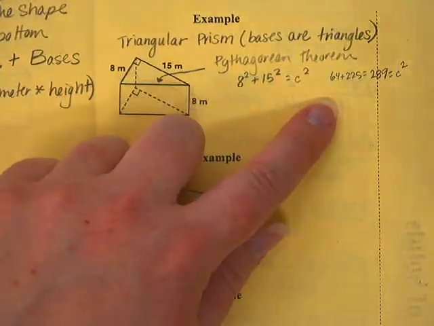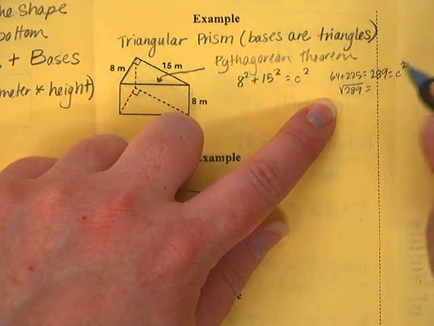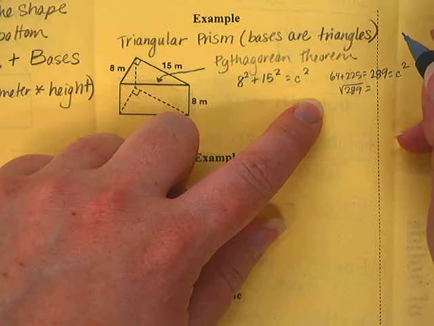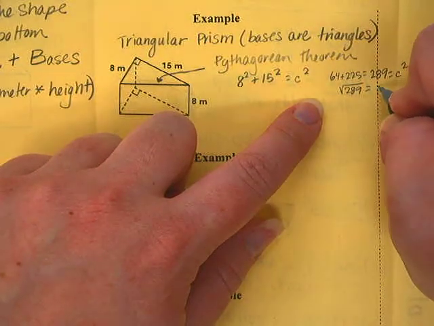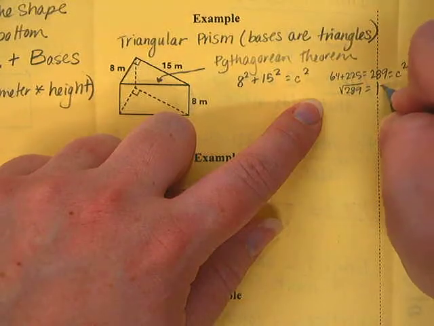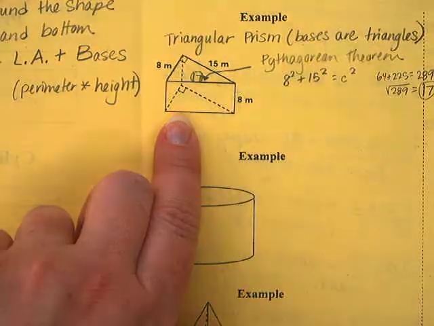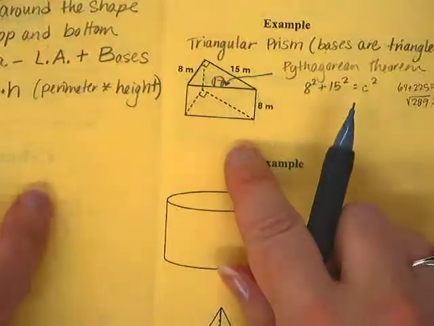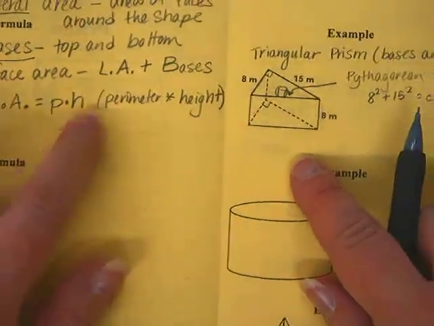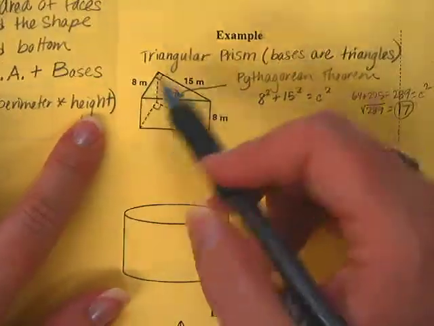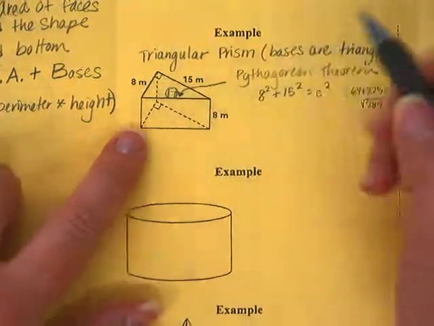And then we add those together. What's 64 plus 225? 289. And then that's a number squared. So when we have a number squared and we don't want it squared anymore, what do we do? We square root it. So the square root of 289 is, anybody know? It comes out evenly. It is 17. Good. So look, we just found the length of that side. It's 17.